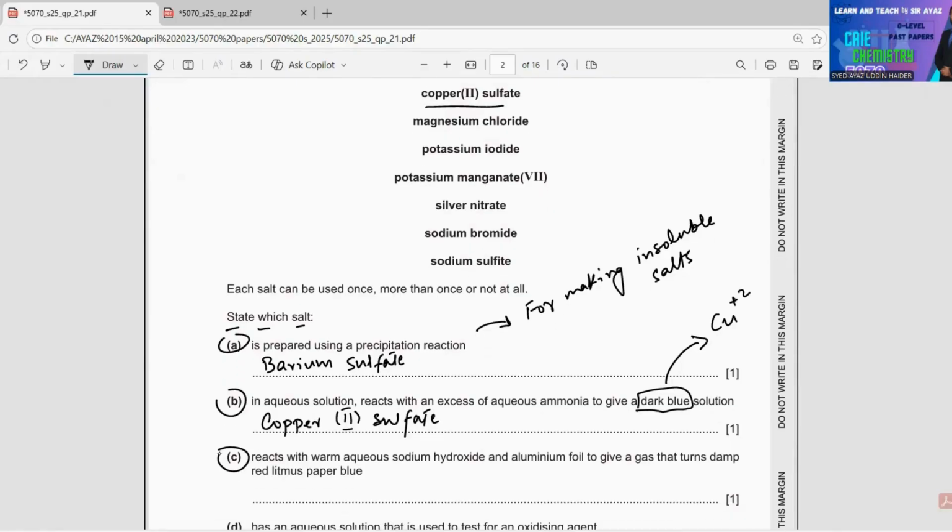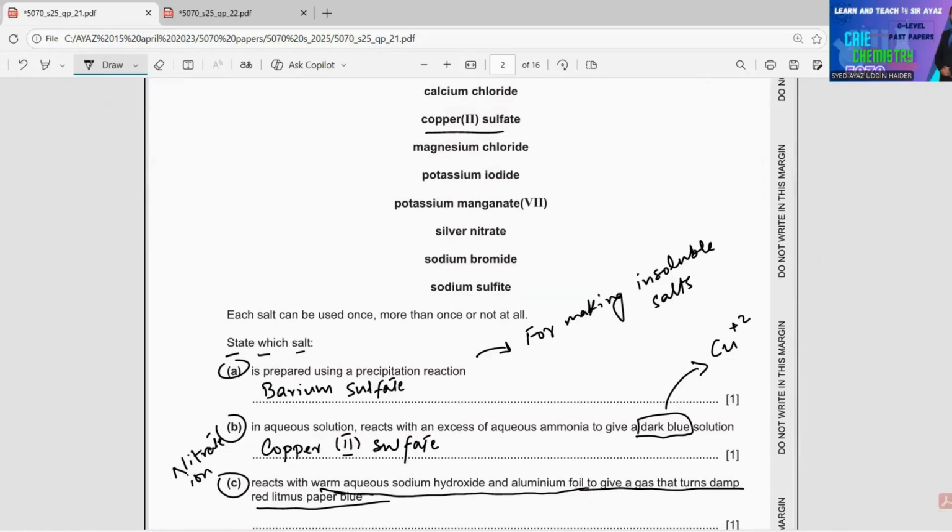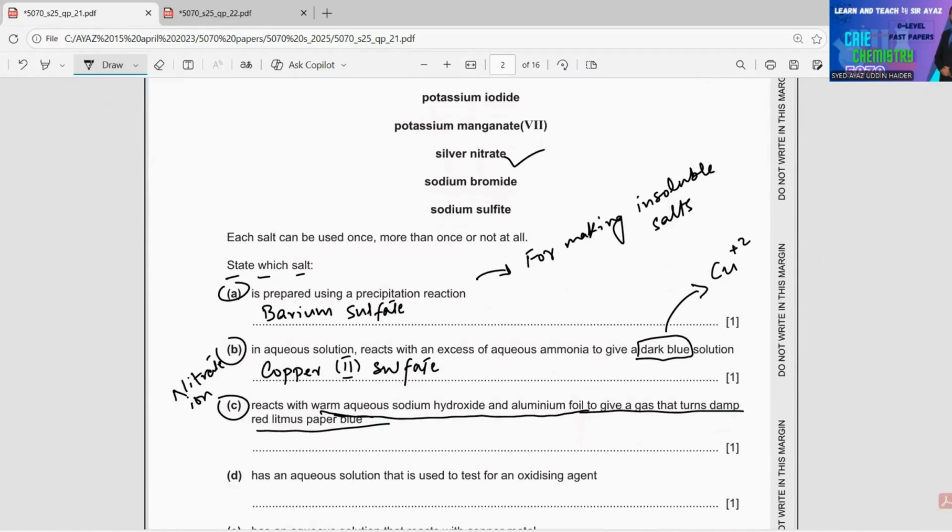C: Reacts with warm aqueous sodium hydroxide and aluminum foil to give a gas that turns damp red litmus paper blue. So this is a test for the presence of nitrate ion. So you have to look for the salt that contains nitrate. It must be silver nitrate. You can see silver nitrate is there, so you can write silver nitrate.